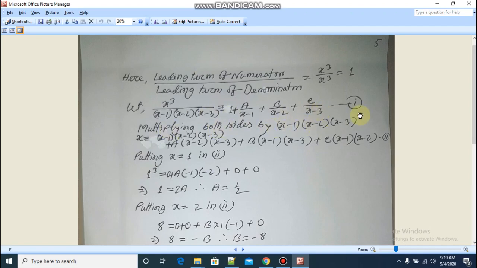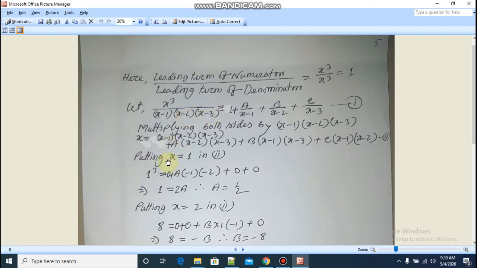Multiplying both sides by this, we get this. Here we find some mistake. This is x cube, this is x cube. Okay, x minus 1, put x minus 1 equal to 0, we get the value of x is 1. We get the value of x is 2, we get the value of x is 3.